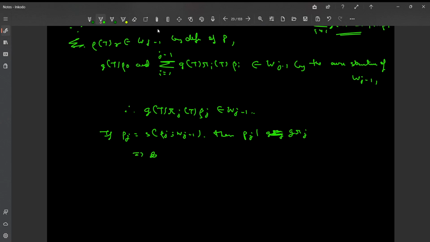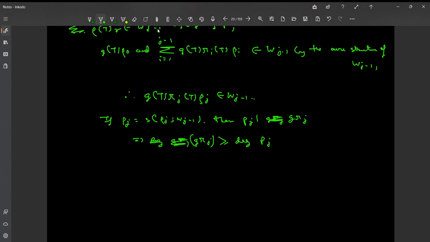So this typically means degree of G of Rj is greater than or equal to degree of Pj. But Pj is the T conductor of beta j into Wj minus 1, right? We will use the maximality property from the previous lecture. What can we say by the maximality property? By the maximality property, we can say that this will have degree greater than or equal to that of P.